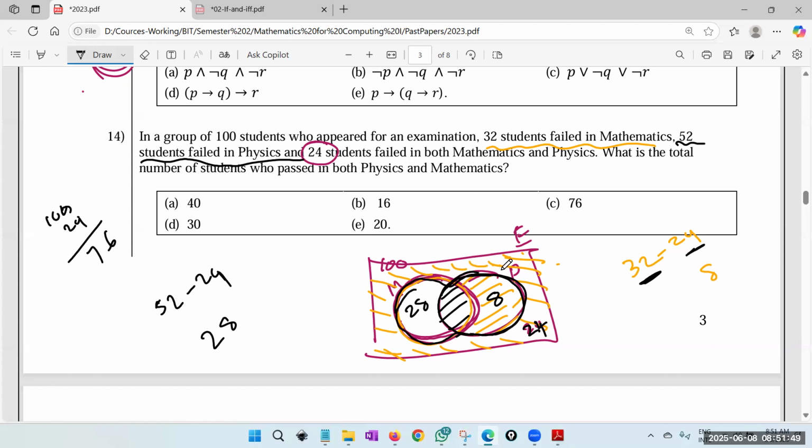So here 76. Already we have 28 and 8. So the rest must be here. 28 plus 8 is 36. But altogether it must be 76. So therefore the rest of the guys must be here. 76 minus 36 is 40.